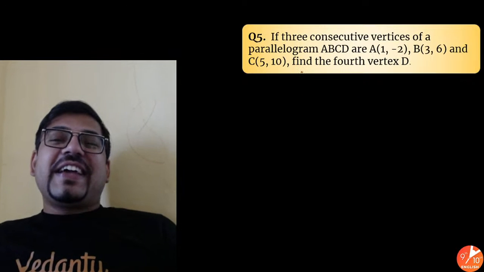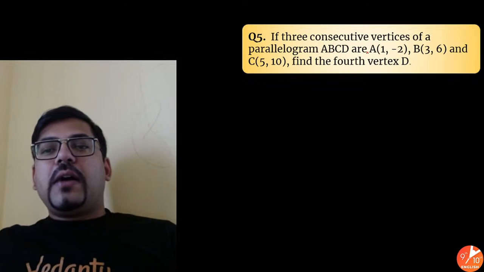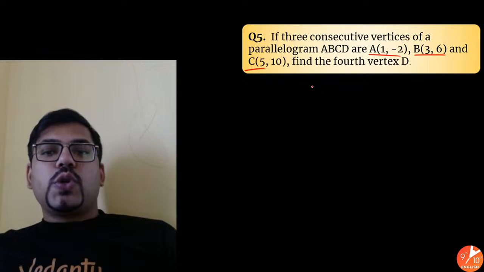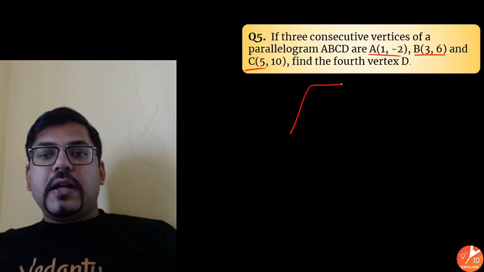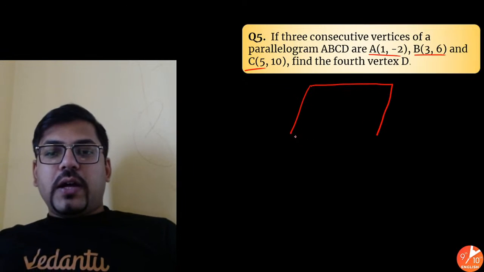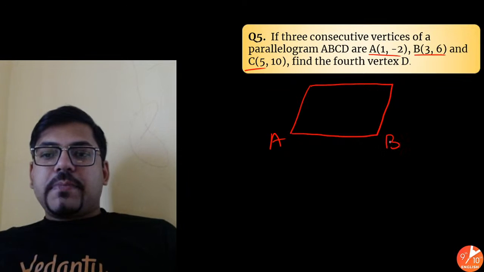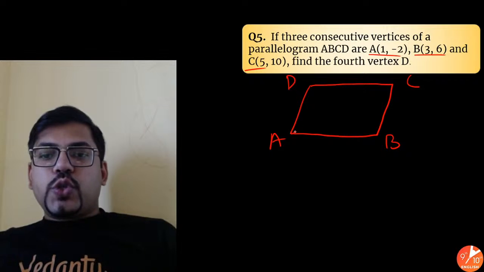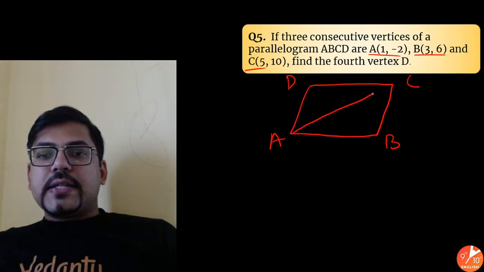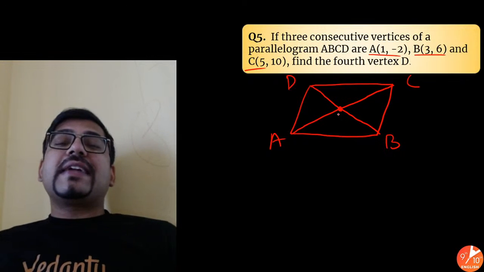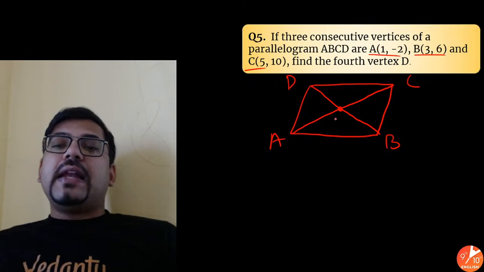Here's the next question. If three consecutive vertices of a parallelogram are A, B and C, find the fourth vertex. So it is again very easy. We'll make the parallelogram. Now you all know this is A, this is B, this is C and this is D. If you join A to C, this is the first diagonal, and if you join B to D, this is the second diagonal. Both the diagonals intersect at a point, let's call it O.